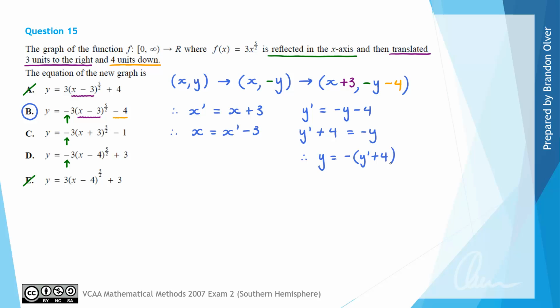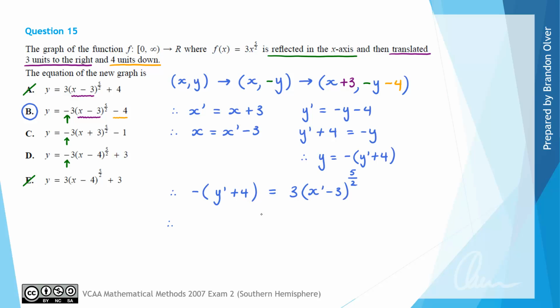And then close bracket. So once we know what x and y are in terms of the x dash and y dash respectively, we can now substitute these into the original equation. So wherever there was a y, or in this case f of x, we're going to put negative bracket y dash plus 4, close bracket, and that's going to equal 3 times x, but x has become x dash minus 3, and that's still to the power of 5 on 2. And then we just want to get y by itself to finish off this problem.